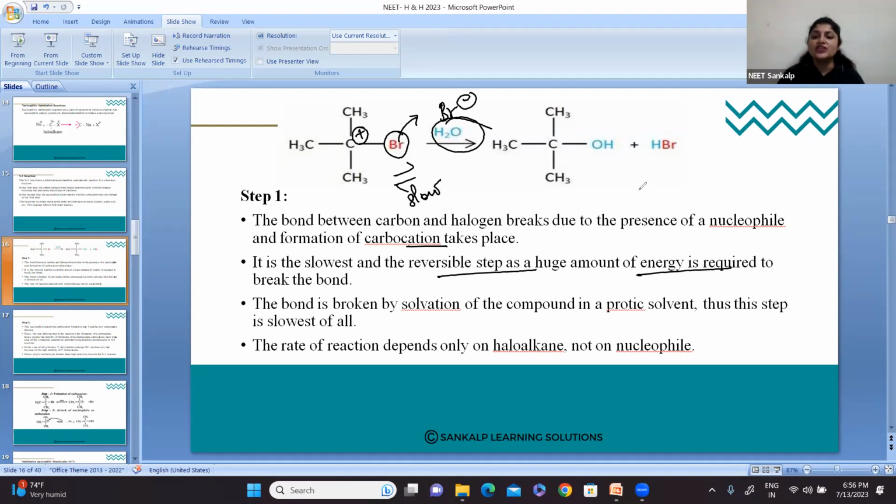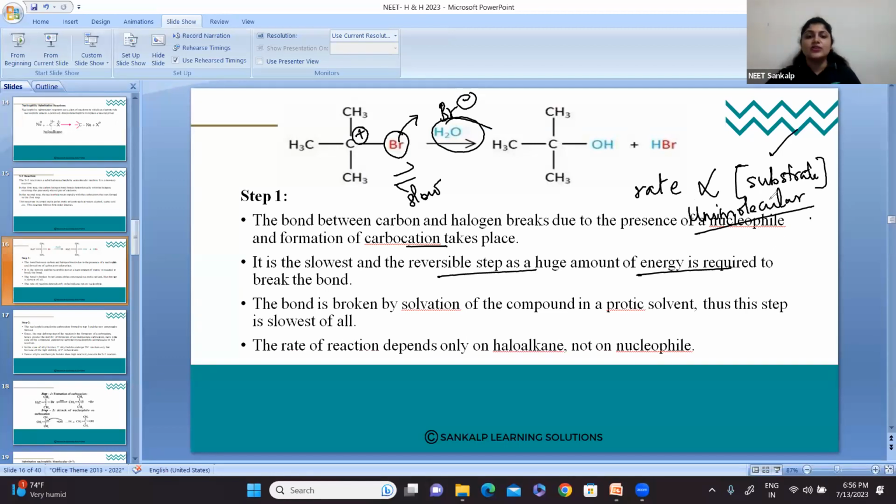The rate of the reaction, as I said, will depend on the concentration of the substrate, and not on the nucleophile. So the rate depends on only one species, so it is unimolecular. Why is it unimolecular? Because the rate of the reaction depends only on the substrate. So this is about the SN1 reaction.